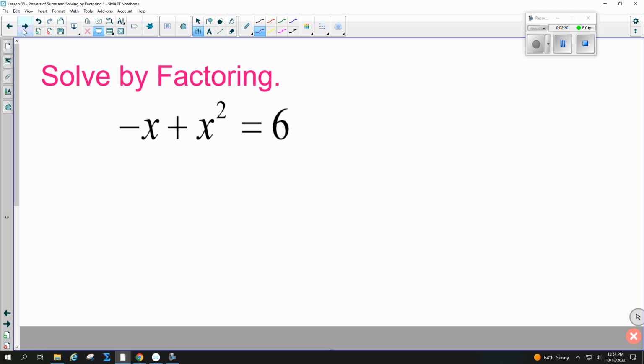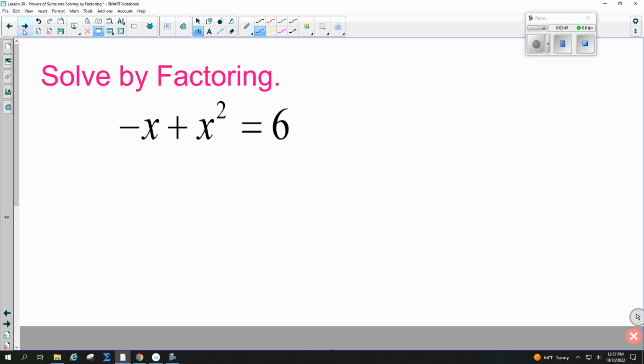Solve by factoring. All right, you guys write this down. Negative x plus x squared equals 6. So we have done factor tractor. What is new to this problem is an equal sign. If there's an equal sign, we are going to solve. It's basically one more step at the end.